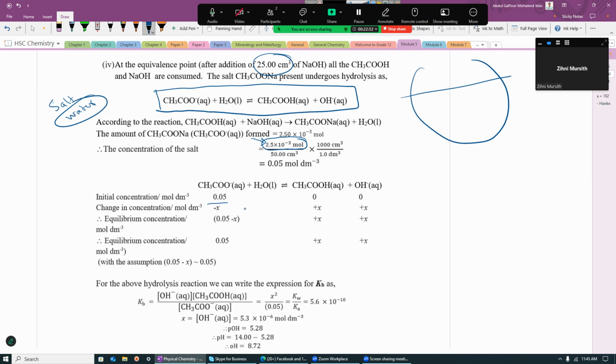But what is the net volume? We already had 25 milliliter of acetic acid, and at equivalence point we should have added 25 milliliter. 25 plus 25 is going to be 50 milliliter. So we are going to divide it by 50 milliliter, and it's going to be 0.05 mole per decimeter cubed.